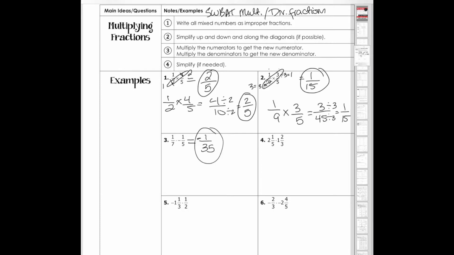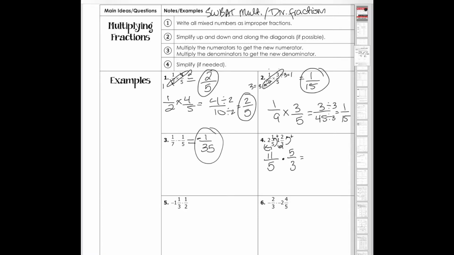All right, so let's talk about number 4. 4 has 2 mixed numbers, and I've already shared how I feel about mixed numbers. We've got to make sure that these are improper fractions first. So I'm going to multiply 2 times 5, and then I'm going to add 1, right? So 2 times 5 is 10, plus 1 is 11. So this is 11/5. I'm going to multiply it by 1 times 3 is 3, plus 2 is 5.